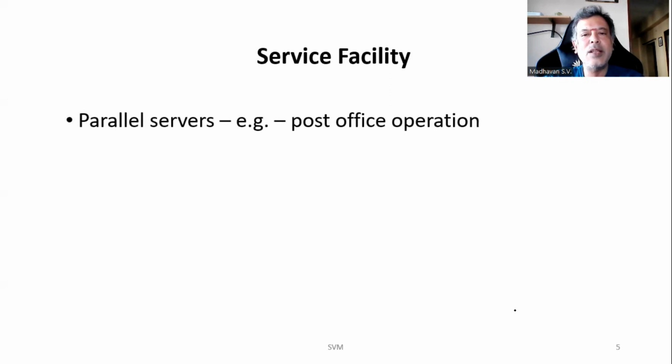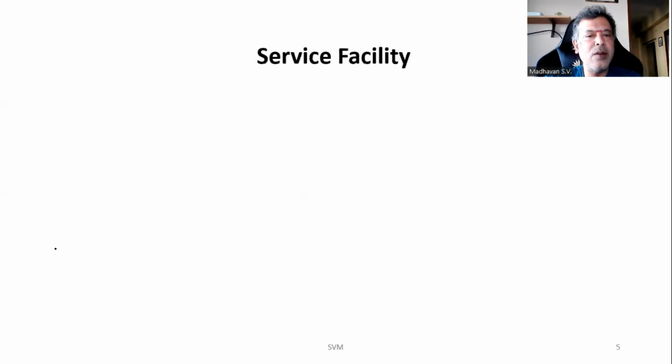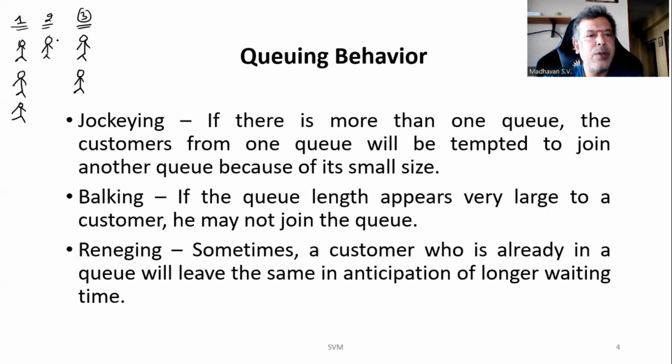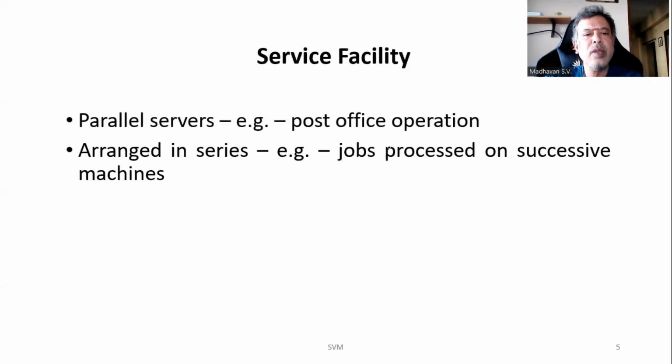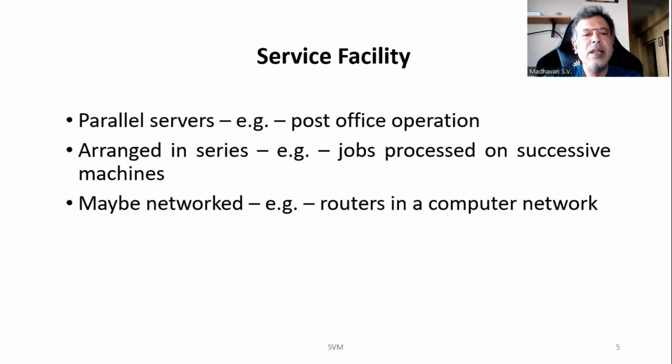Next is service facility. What are the different types of service facilities available? Parallel servers, meaning in the previous example we saw 3 different queues. You call it parallel servers. We may find that in a post office operation, where you may find different counters servicing the same facility. Arranged in series, for example, jobs processed in successive machines. After finishing in one machine, it goes to the next, and after finishing in that machine, it goes to the next, like that. Then networking. An example is the routers in a computer network. So these are the different service facilities that are possible.